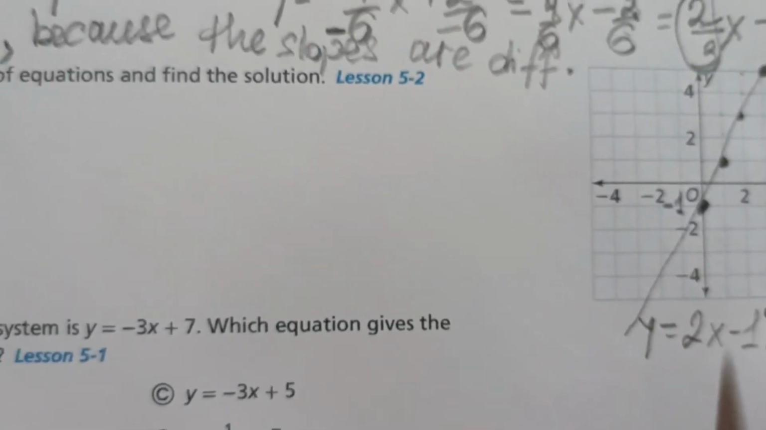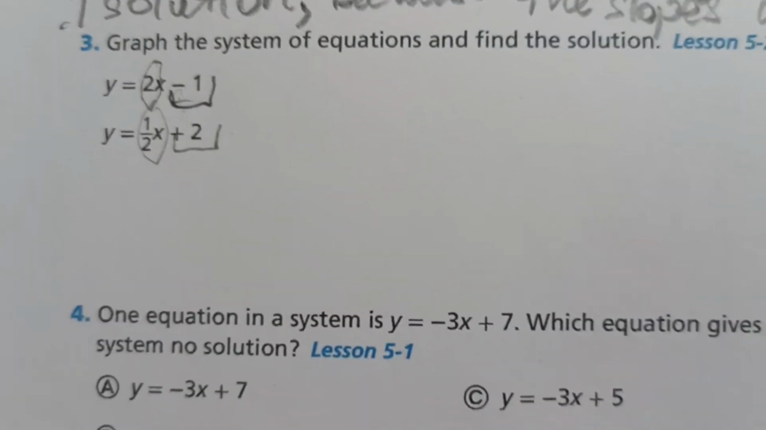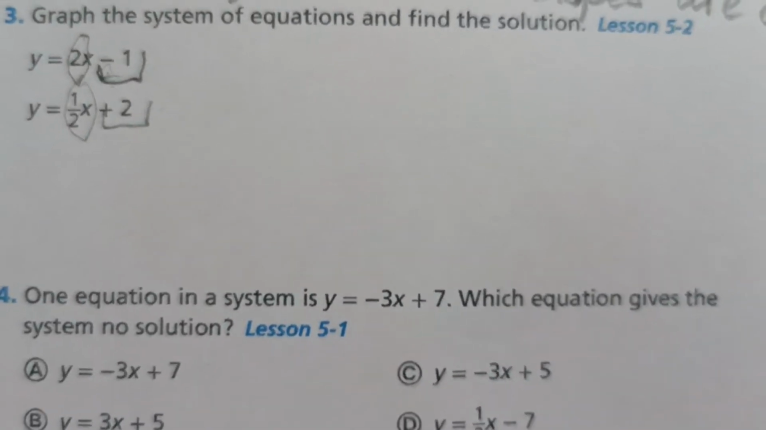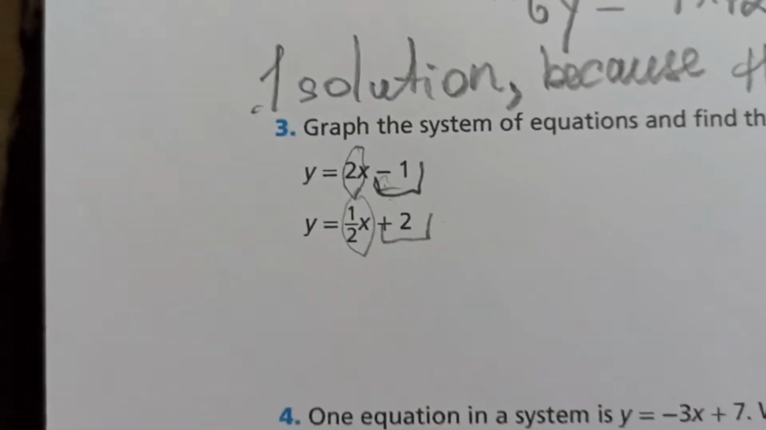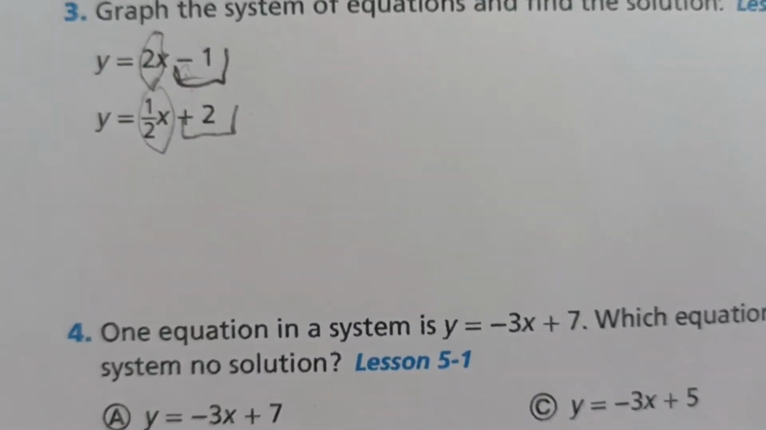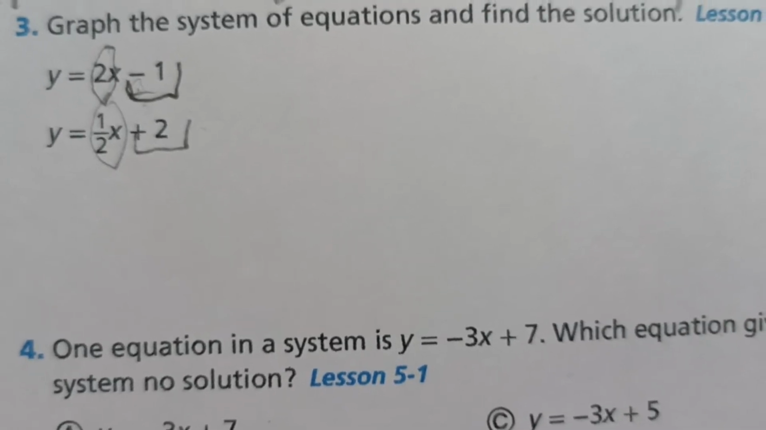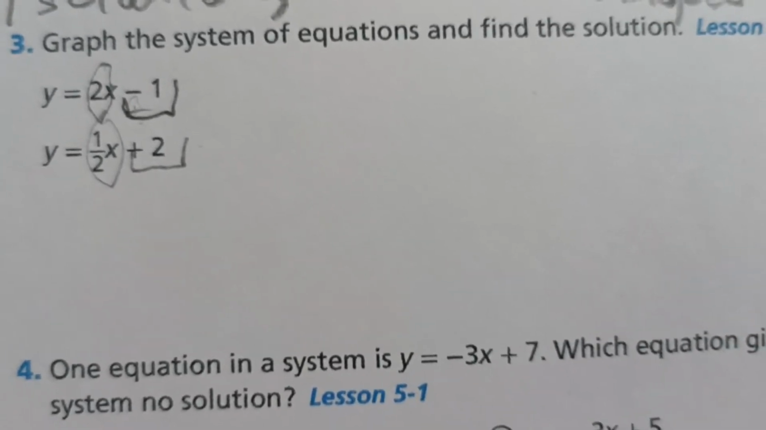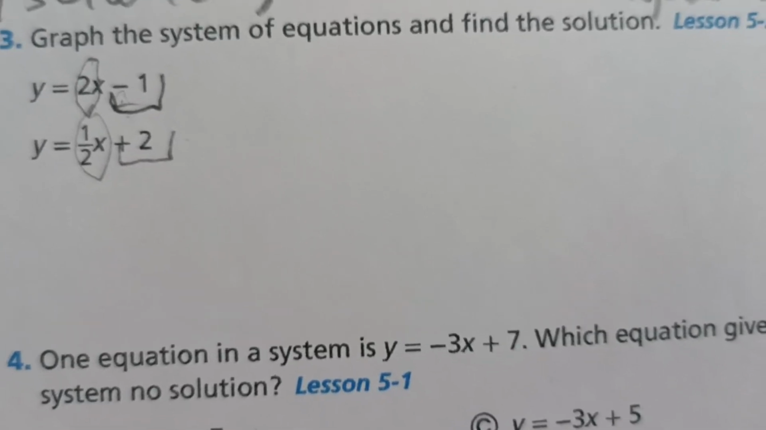Now do the same with the second equation. The second equation, intercept is plus 2. So let's go up 1, 2, start from here, okay? And you can see that the slope is 1 over 2, so that means 1 up, 2 to the right. So 1 up, 2 to the right. Then 1 up, 2 to the right.